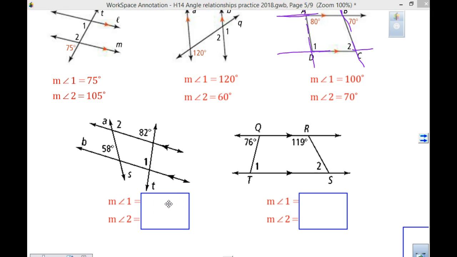Same thing as 82 because why, kind? It corresponds. So we want angle 1 to also be 82. And then if we look at angle 2. Angle 2 is up here. What do we know about these two angles? Emily, what do we know about angle 2 in the picture? In relation to this angle down here that's 58.